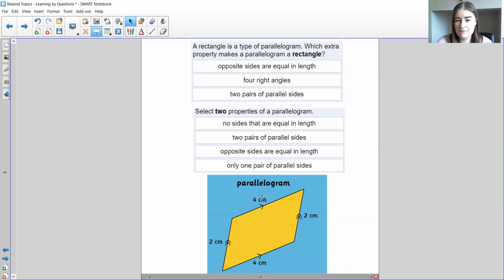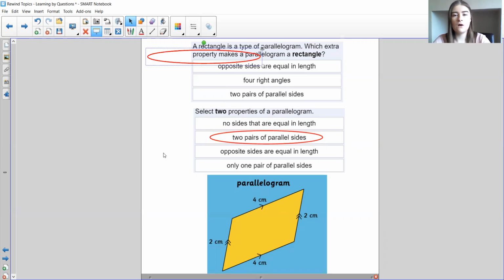These sides are the same length and they're never going to meet. So that is one of the features. But in bold, this question says 2, so we need 1 more. What else? Opposite sides are equal in length. They are 4 and 4, 2 and 2.